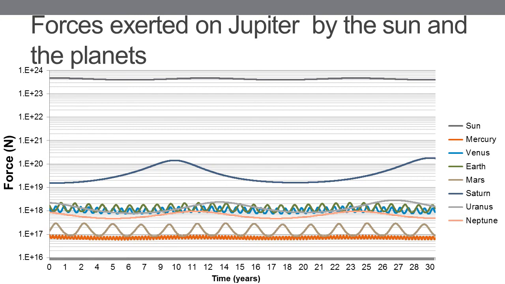In the same way, this is a graph with all the forces exerted on Jupiter, mainly by the Sun, a very, very powerful force, and the other planets on a very, very smaller scale. Well, you can see why in this graph in particular the logarithmic scale is very important. And the time scale, the same as in the other graph, is 30 years.